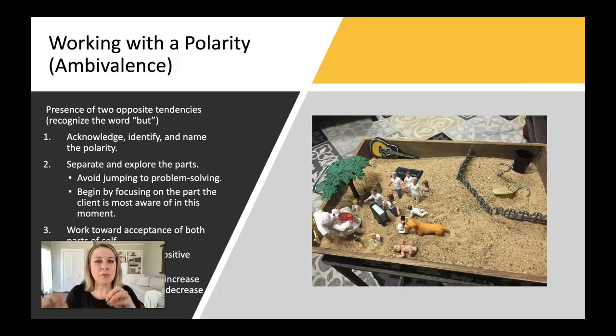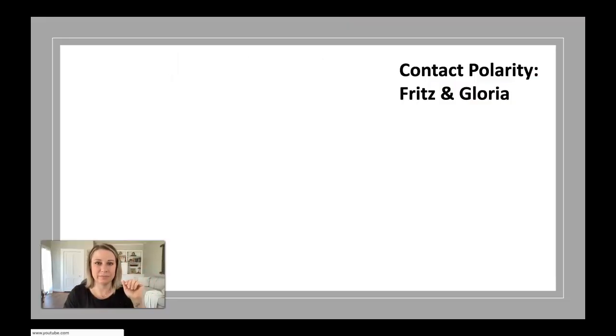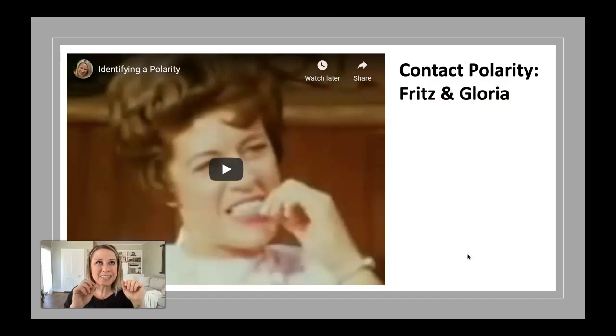Paradoxically, once both sides of a polarity are fully accepted, change can sometimes actually become possible. Okay, let's watch Fritz Perls help Gloria identify her polarity.